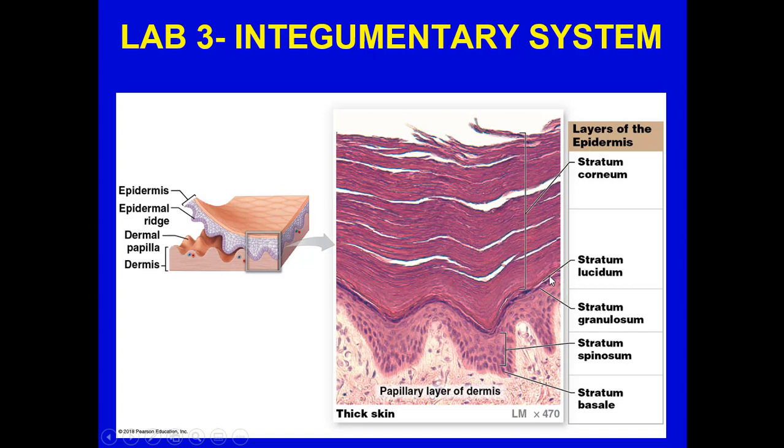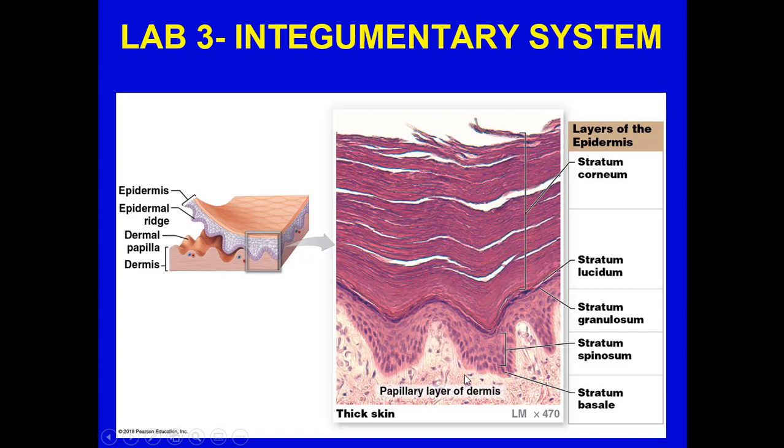Now, there's a thin layer that isn't easily seen. It's called the stratum lucidum. We'll talk a little bit about that. And then we have this basically layer of dead cells really here. That's the stratum corneum. Okay. And underneath here, of course, is the papillary layer.